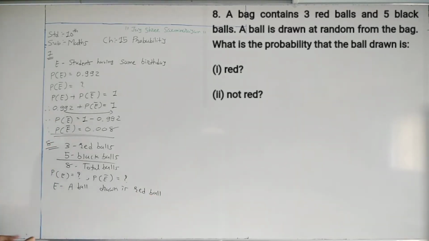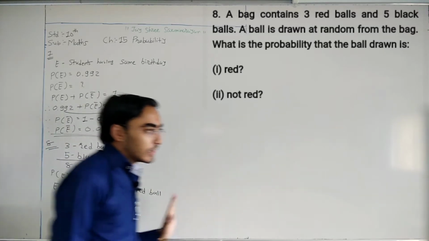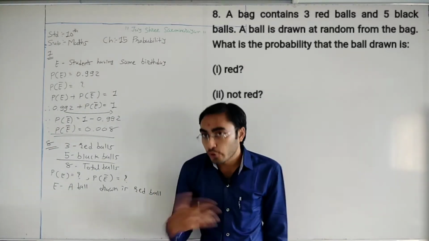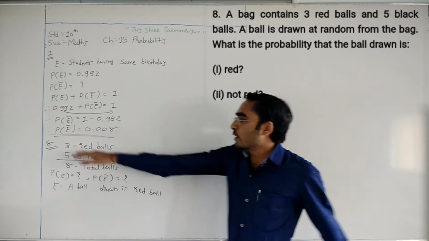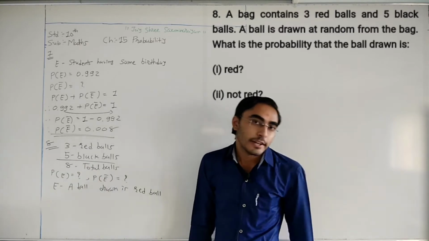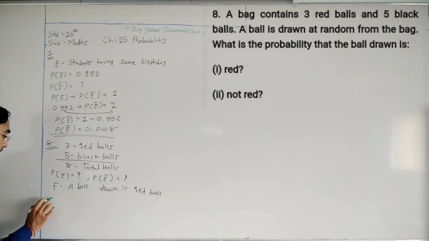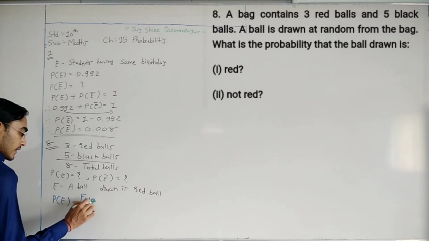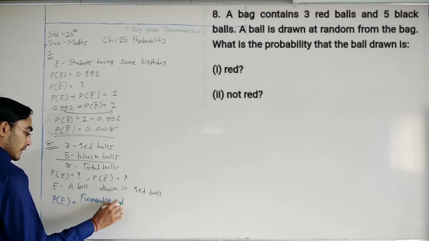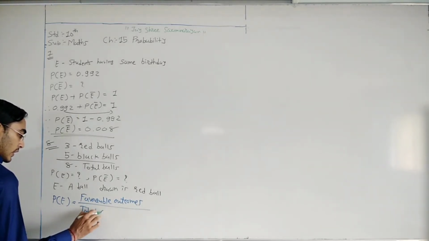Okay. Now from here we need to find these two answers. Probability of event E and probability of event not E, otherwise E bar. That means red ball, otherwise not red ball. Okay. Here total we have 3 red balls, 5 black balls. So total number of balls is equal to 8. First of all, we need to find the probability of event E. And what is the formula of P E? It is favorable outcomes divided by total outcomes.